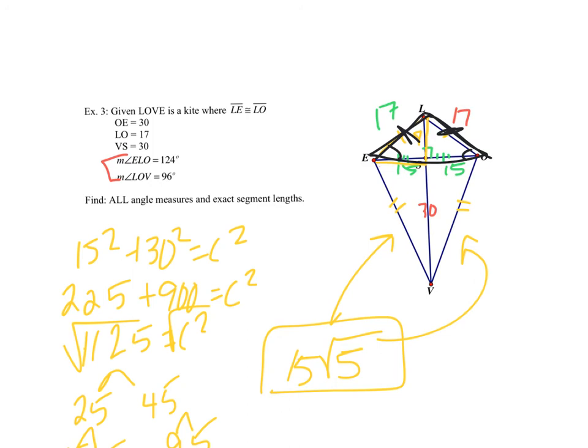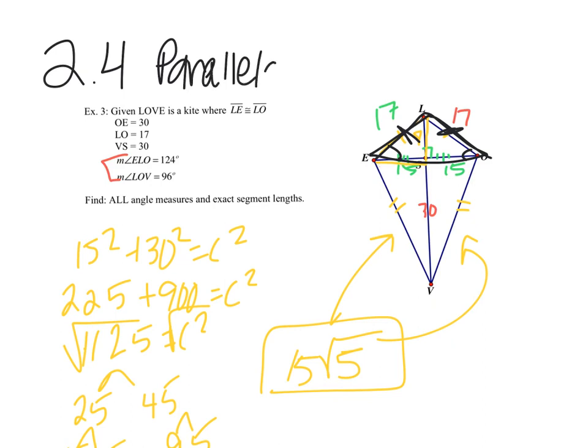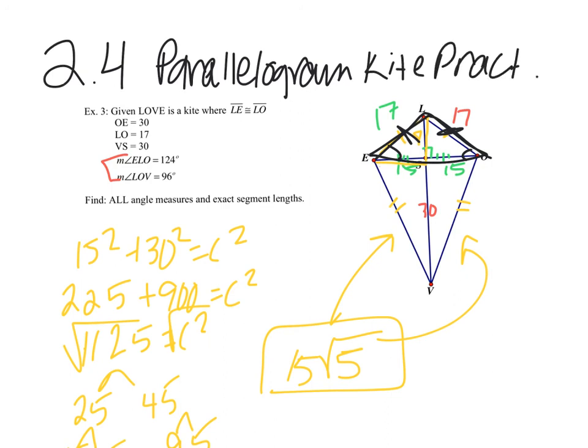What I would like you to try now is just some problems on your own. In Schoology, it's called 2.4. I think it's called parallelogram and kite practice. Okay, so give that a shot. Answers are on the bottom so you can check your work as you go.